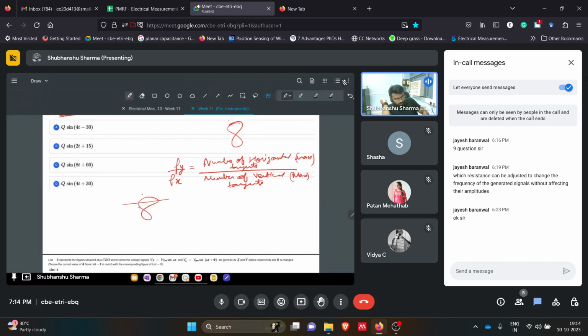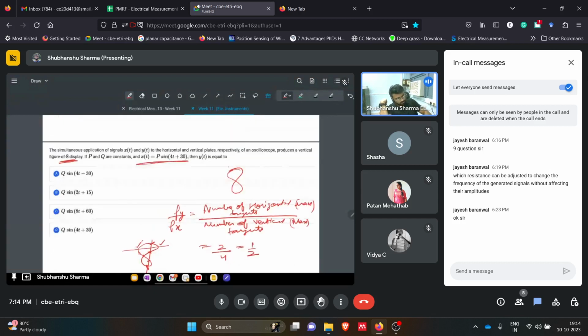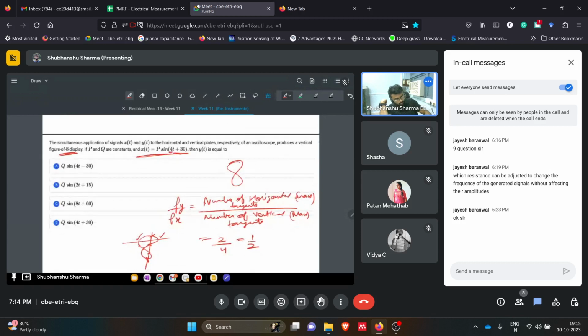So maximum you can cut this horizontally two number of times. So this will be 2 divided by the number of vertical tangents. So the maximum number of vertical tangent cuts you can make, you cannot make from the middle, otherwise it will only be 3. You can do like this. So this is 1, 2, 3, 4. So 4 cuts you can make fully. So this is 2 by 4, this is 1 by 2. So now you have the X signal frequency, that is 4.